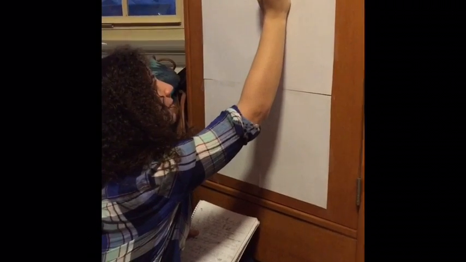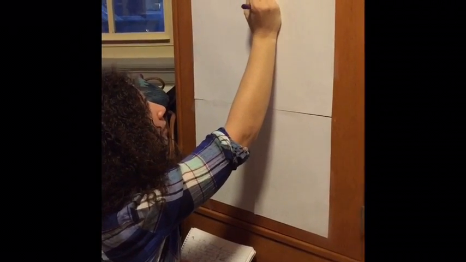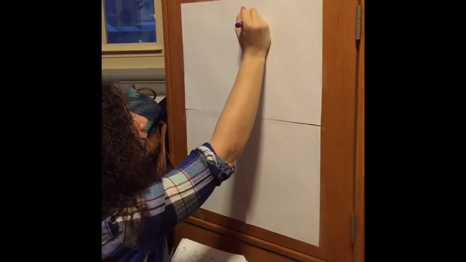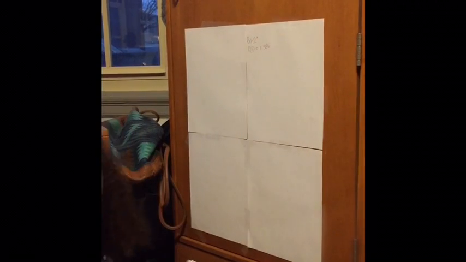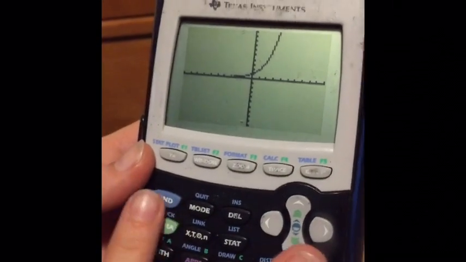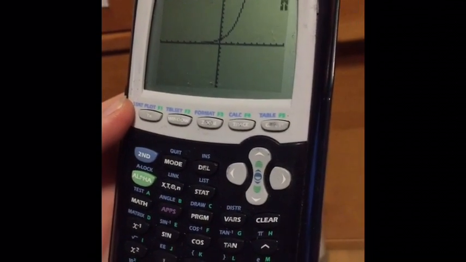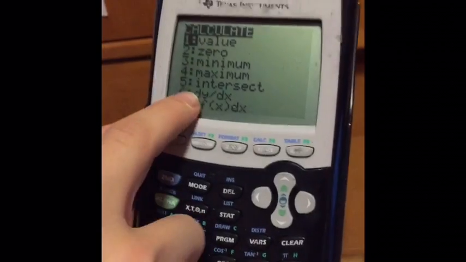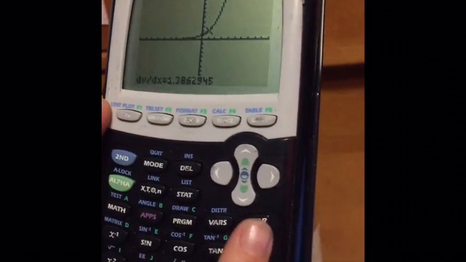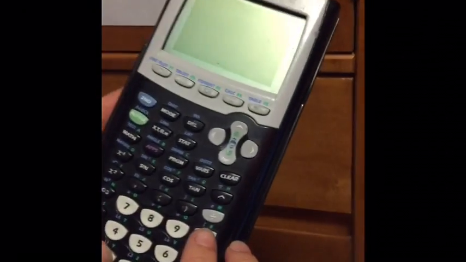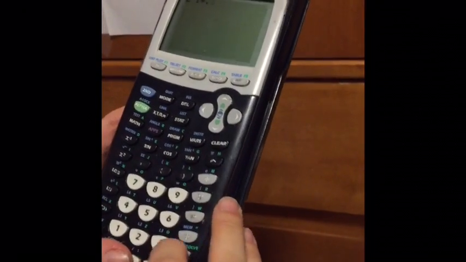The slope of 2 to the x at 1 is 1.386. You can figure this out using your graphing calculator. Under y equals 1, enter 2 to the x, then graph it. Press second, then trace. Press 6 to get the derivative, and then put in 1. You get 1.3862945, which is equivalent to 2 to the 1 times 0.693.